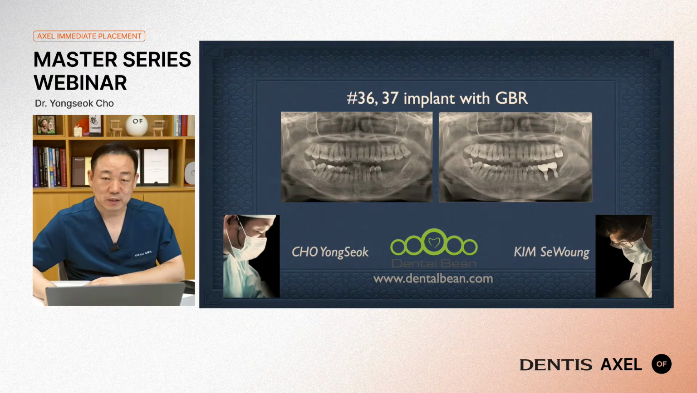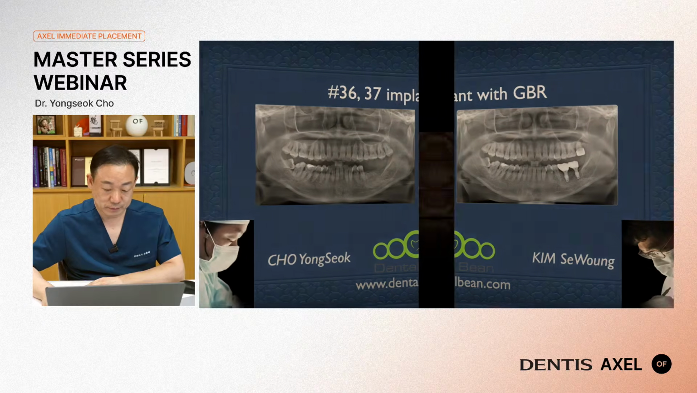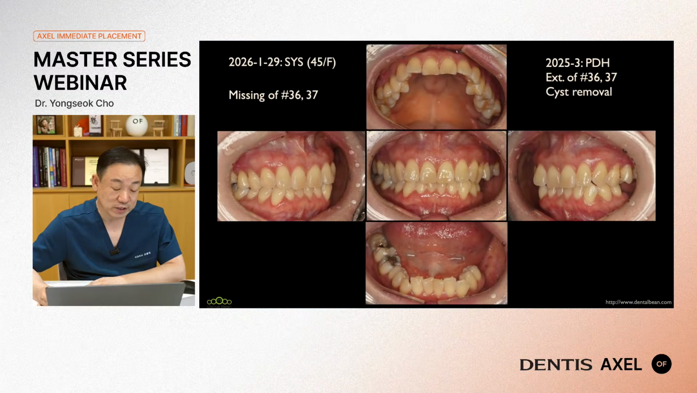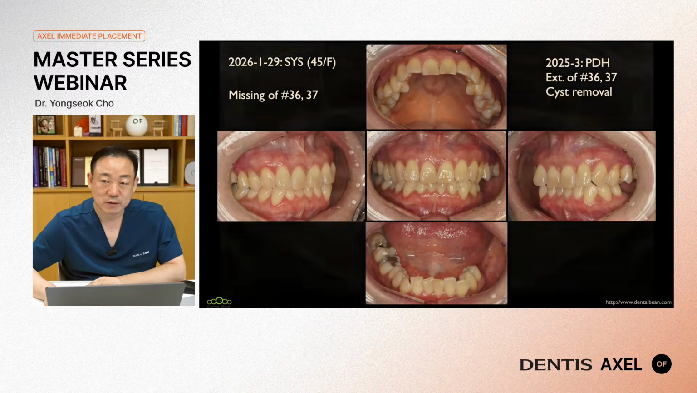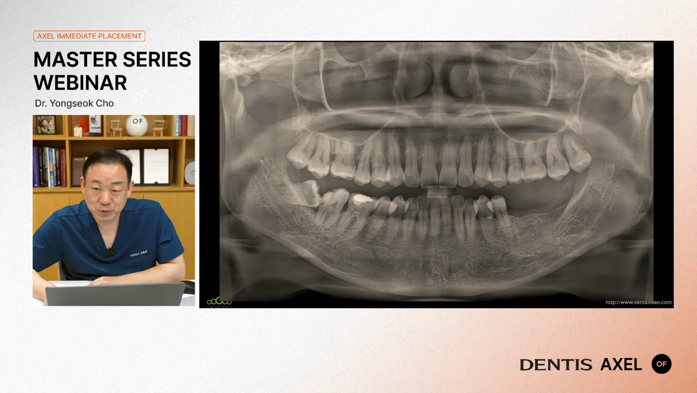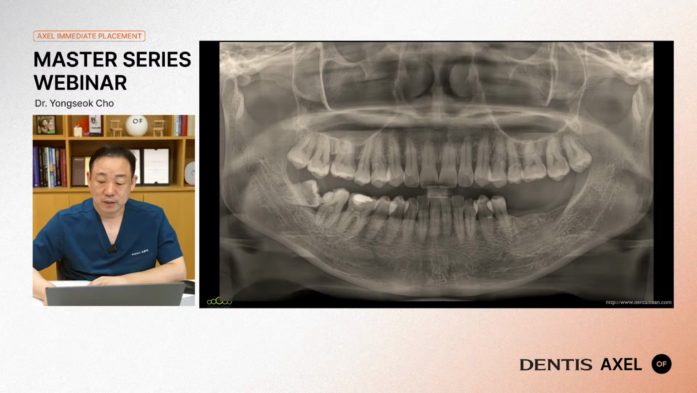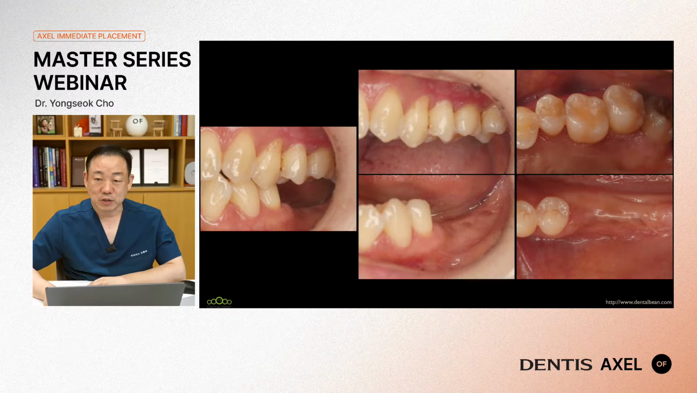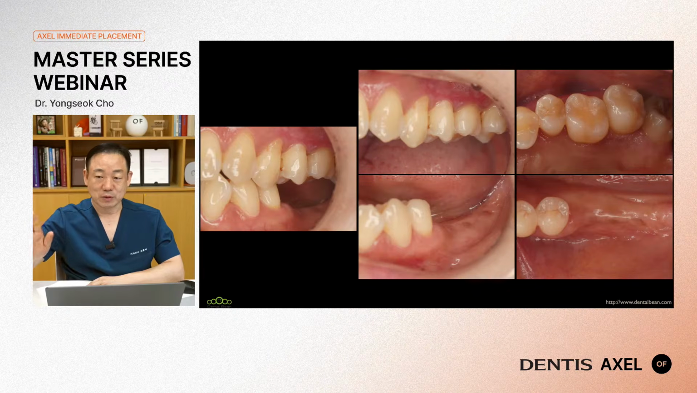Okay, this is another late implant case which performed GBR together. The patient had teeth extracted because of a cyst at that area, the left mandibular molar site, 10 months ago. Now this is a completely healed condition on the left mandibular molar site. In panoramic view, bone height looks good. And the intraoral picture shows buccal bone resorption.